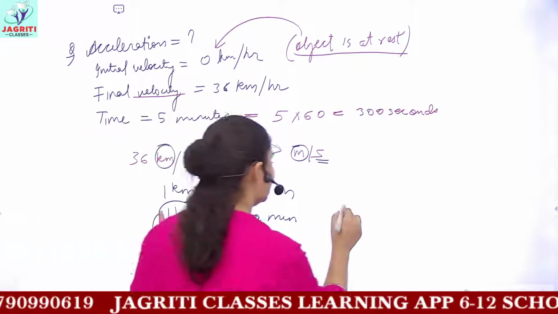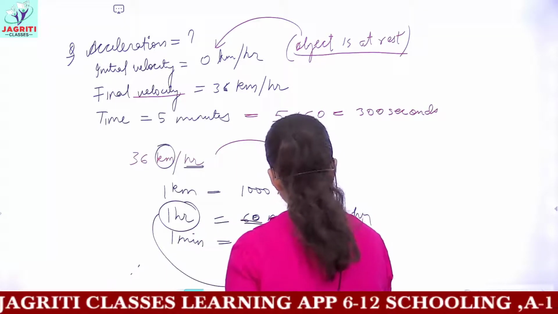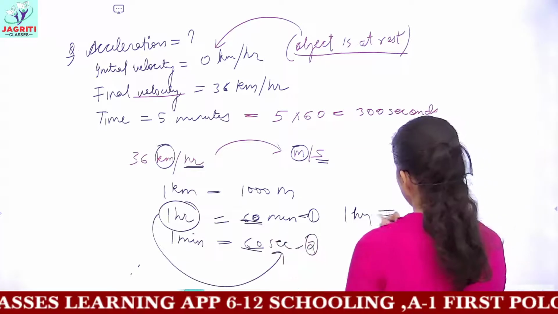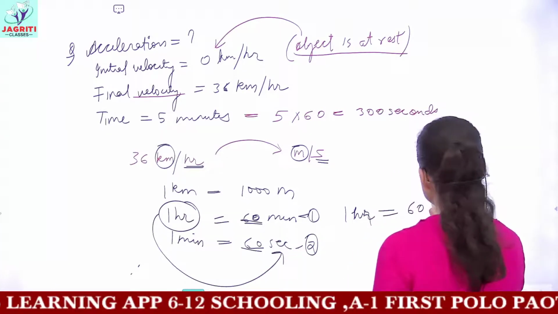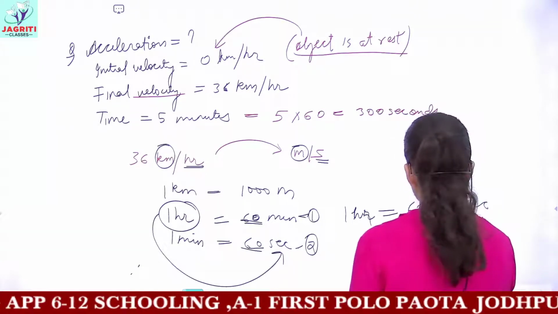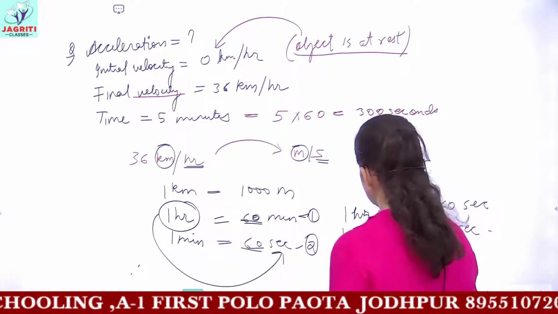So if I write that from both these equation 1 and equation 2, what do you get? In 1 hour, how many seconds are present? 1 hour contains 60 into 60 seconds. That is 3600 seconds are present in 1 hour.